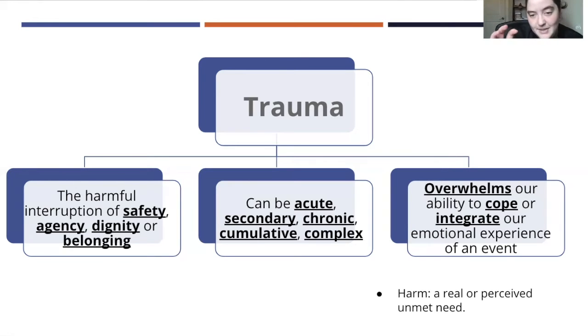And then this last bubble here, we have trauma is something that overwhelms our ability to cope or integrate our emotional experience of an event. And the last definition on here is harm, which is a real or perceived unmet need. And those needs referring to the needs in that first bubble, the need for safety, agency, dignity, and belonging.